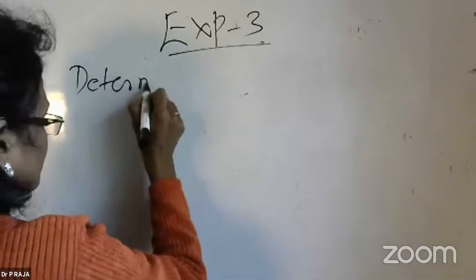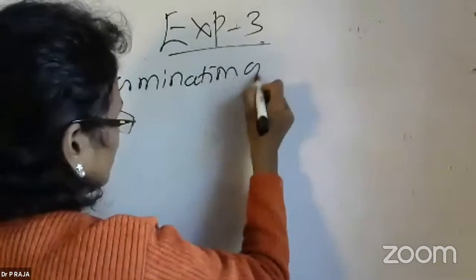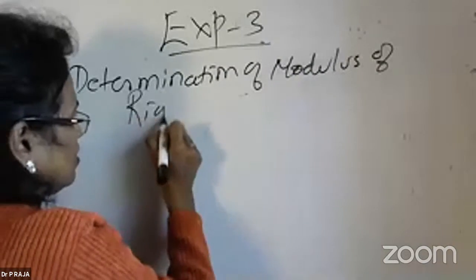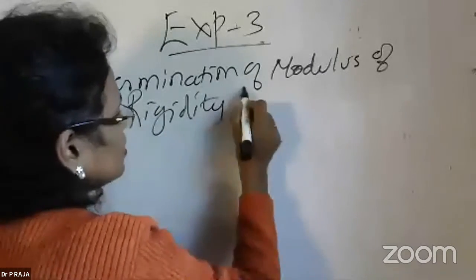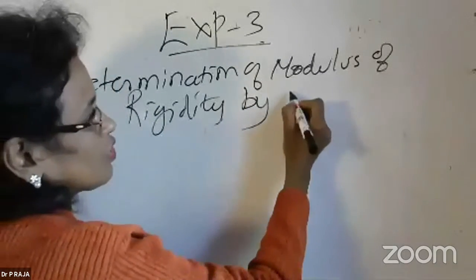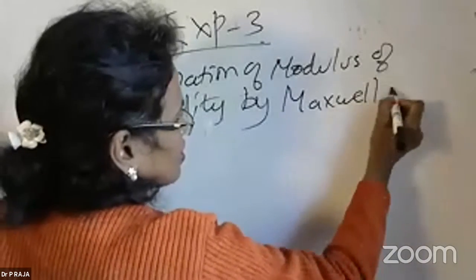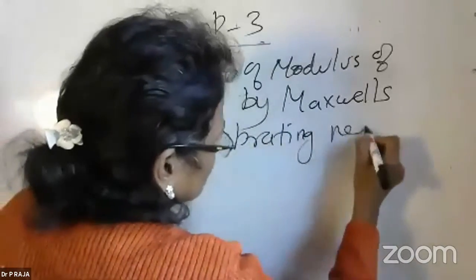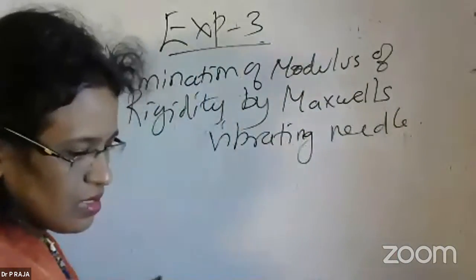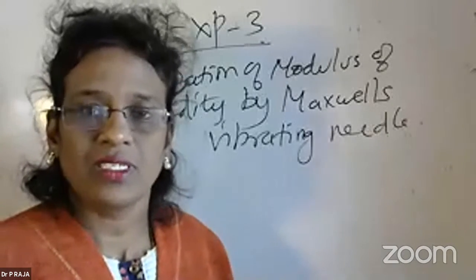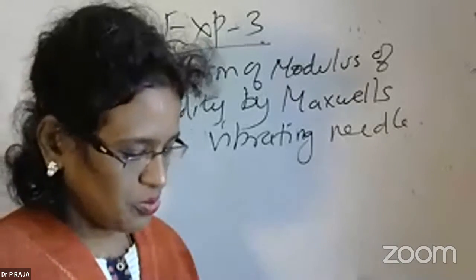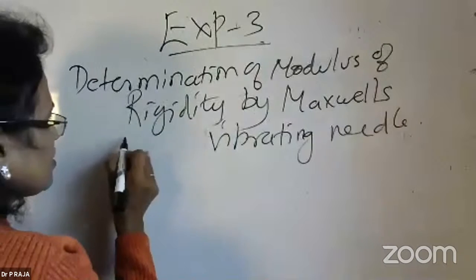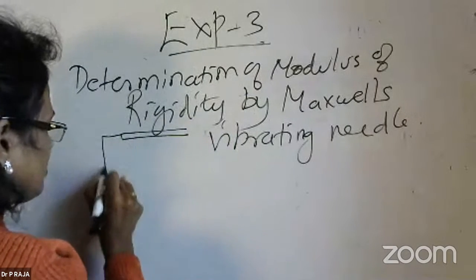determination of modulus of rigidity by a method called Maxwell's vibrating needle. I will draw this diagram and I will send a suitable video about this experiment in the group. Now here you have a rigid support, a stand will be there.